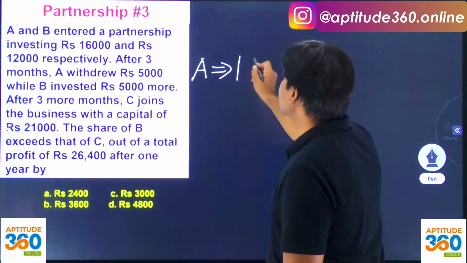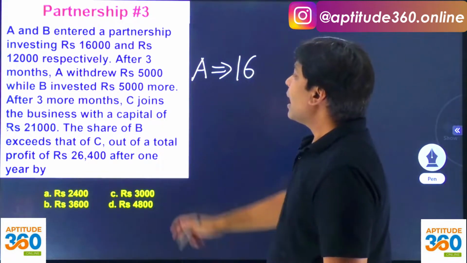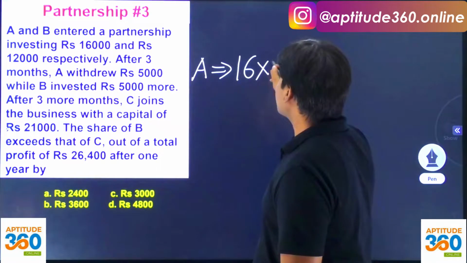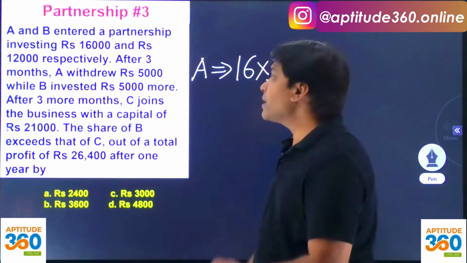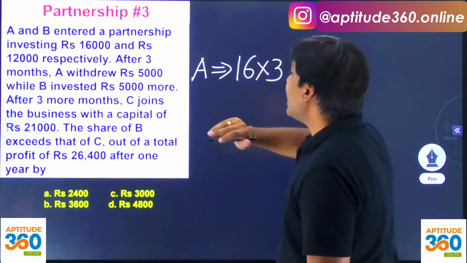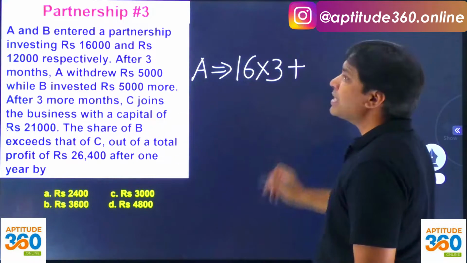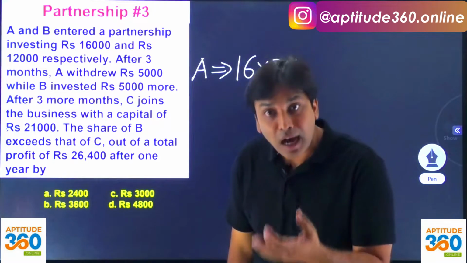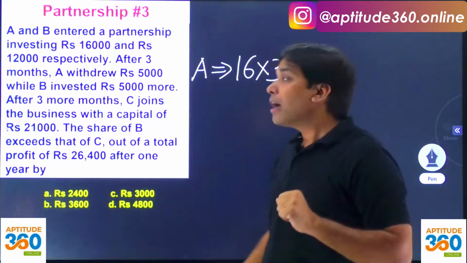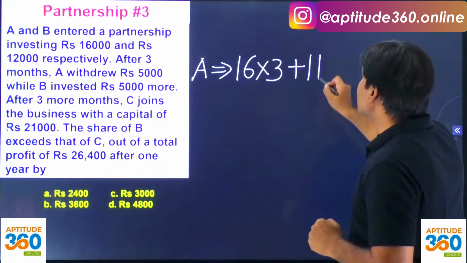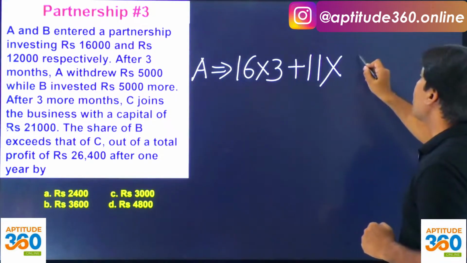A started with 16,000 rupees, and for 3 months A is there in the business with 16,000 rupees. Now what happened? A has withdrawn 5,000 rupees. भाई 16,000 rupees बिजनेस में था, और अगर वो 5,000 रुपए निकाल के गया तो बचा कितना? 11,000 rupees. Now A is there in the business with 11,000 rupees for how many months?